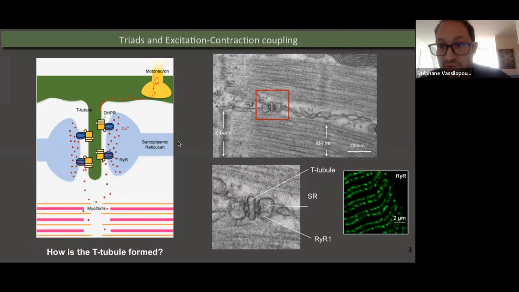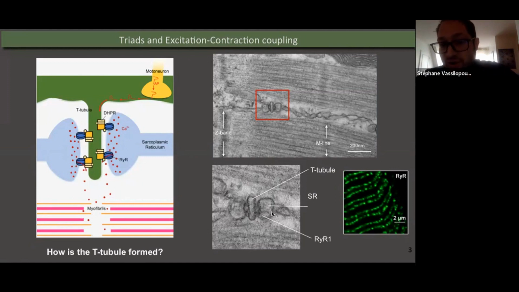So this is a very fundamental mechanism, and it has taken researchers quite a while to figure out exactly how this works. It turns out that you have a triad, which is a structure composed of one T-tubule, opposed by two terminal cisternae of the sarcoplasmic reticulum. Each T-tubule contains the DHPR, and each sarcoplasmic reticulum cisterna on the sides contains the ryanodine receptor. And this structure forms a triad.